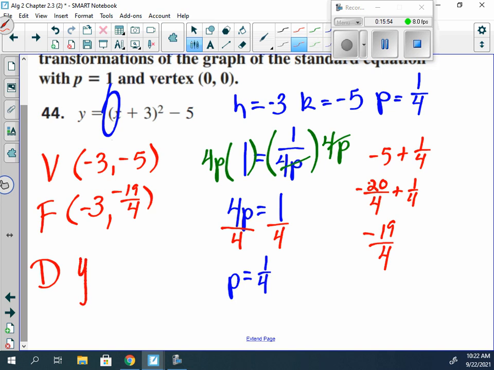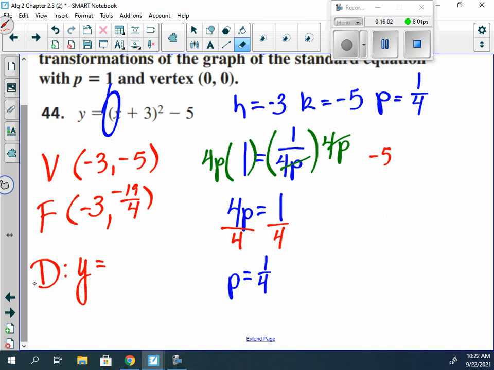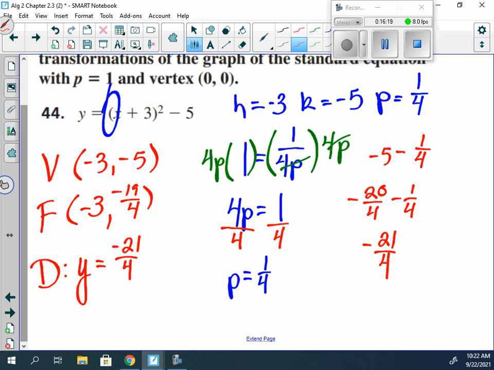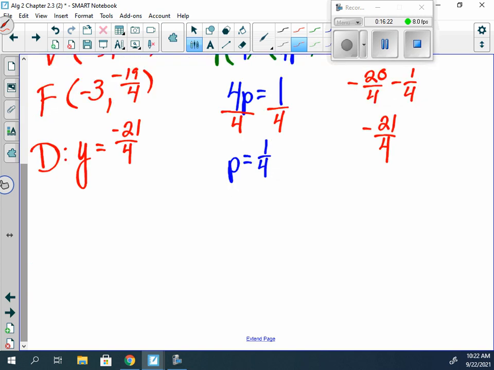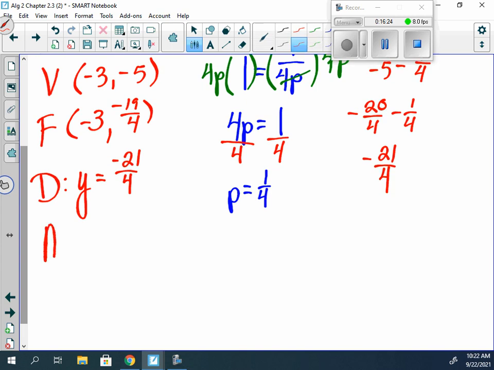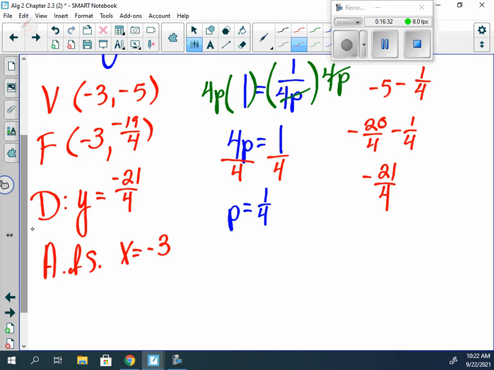Directrix. Y equals. So we'll have negative 5 minus 1/4. Well, that's negative 20/4 minus 1/4, which would be negative 21/4. And last but not least, the axis of symmetry would be x equals negative 3. And that would be it.